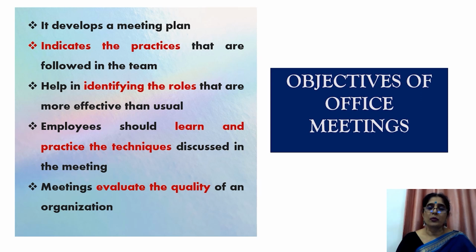Number one, it develops a meeting plan and also indicates that we have to follow certain norms that the team, the employer, the employee or the workplace should follow. Some practices should also be discussed in the office meeting. Another important role of office meeting is that particular roles are assigned to a particular person. What are the duties, roles and responsibilities of a particular post? That is also decided in the office meetings.